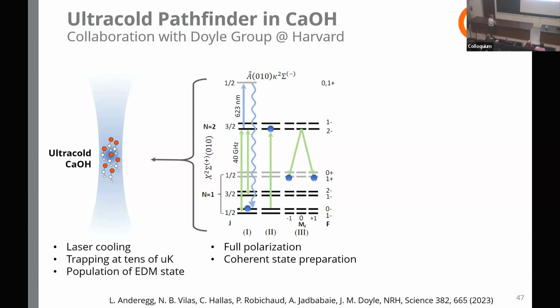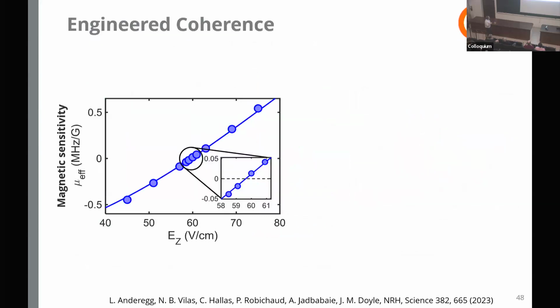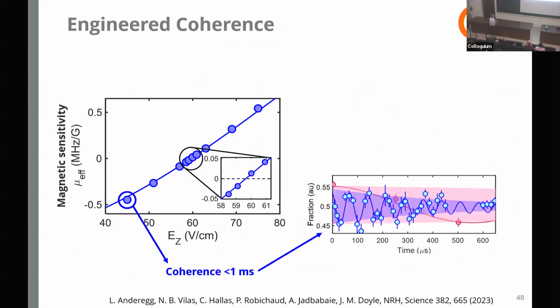we performed a measurement to create a coherent spin superposition of these EDM sensitive states, which you can then see interfering as they evolve coherently. And we were able to show that this ability to tune the magnetic properties of this molecule in particular was very valuable. So this again is showing this direct measurement of tuning the magnetic response of the molecule and making it very close to zero.